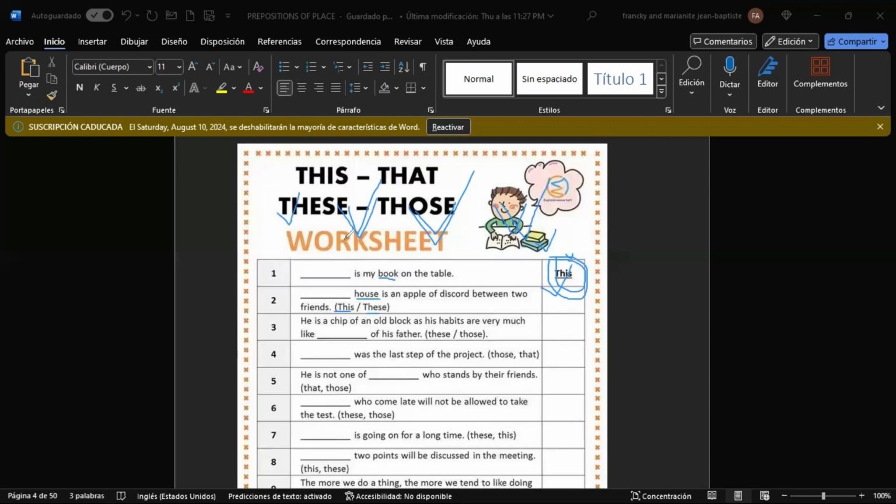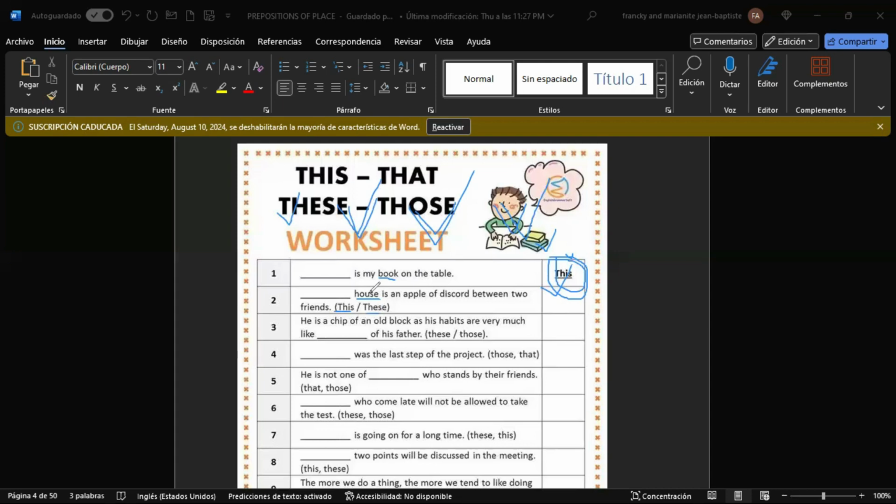Quand un verbe vient après, ce sont des demonstrative pronouns. Mais quand c'est un nom qui vient après, ce sont des demonstrative adjectives. Regardons devant dans le deuxième exercice.